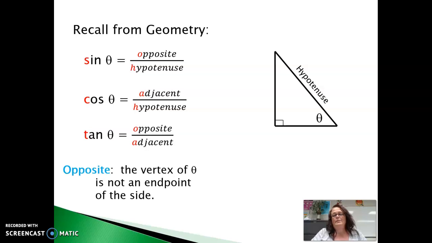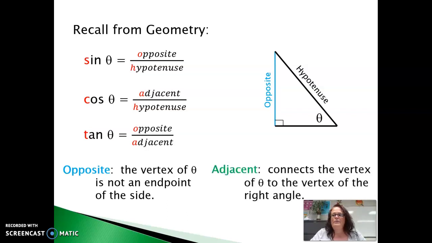When we say opposite, we're talking about the side where the vertex of theta is not an endpoint of the side. So if we're talking about theta in that triangle, the opposite side does not touch theta. You see that little color change? That was my magic. Then when we talk about adjacent, that connects the vertex of theta to the vertex of the right angle. So if we look at that triangle, the segment that's connecting theta to the right angle is going to be called the adjacent side.